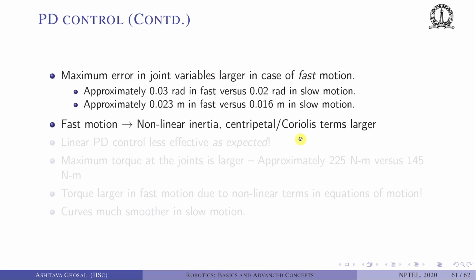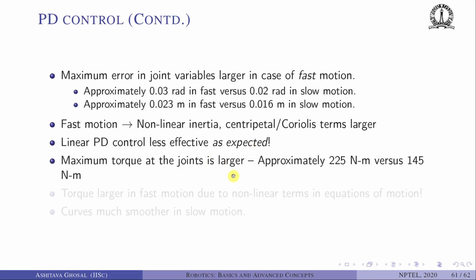That is expected. In a fast motion, the Coriolis term, the centripetal term, and the inertia term are much larger than if it is moving slowly. Hence, we expect the performance in the fast motion to be worse than when it is moving slowly. So the linear PD control is less effective for fast motion, as expected. Moreover, the maximum torque at the joint is larger, also because we are seeing larger Coriolis, centripetal, and inertia terms. It's approximately 225 Newton meters versus 145 Newton meters.